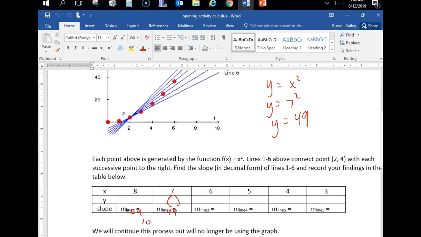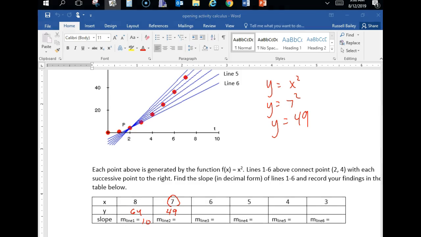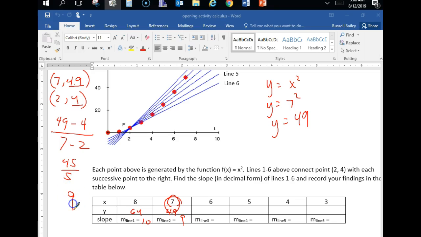So what's the next slope then? It is 9. Let's see why it's 9. My point here is (7, 49), and we're connecting it to what point? (2, 4). So y2 minus y1 over x2 minus x1 is going to be 45 over 5, which is 9. Okay.